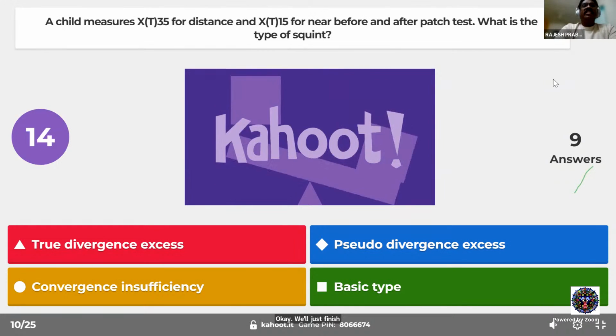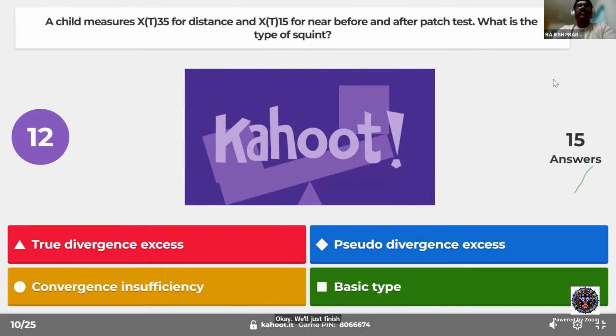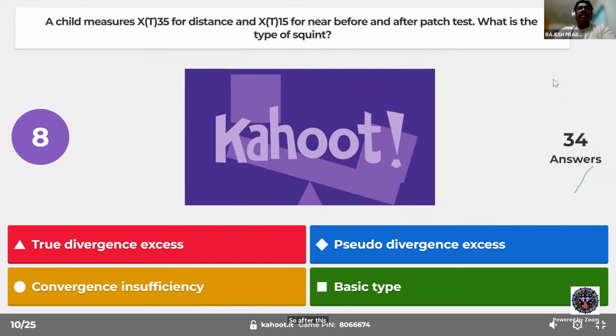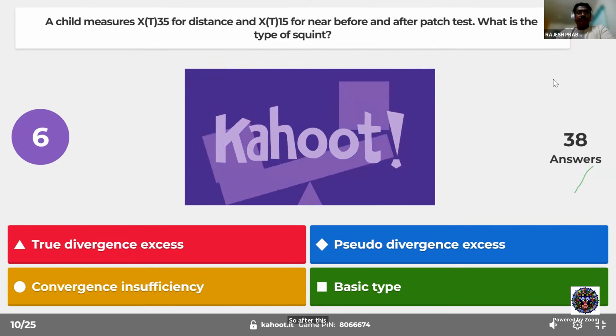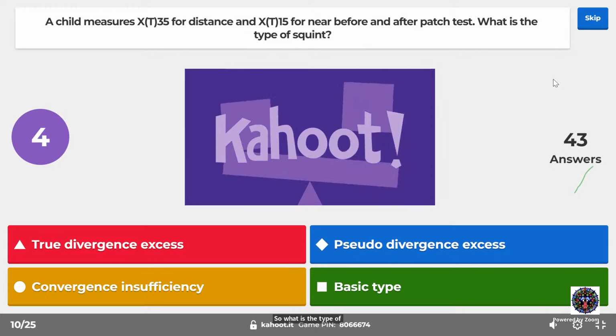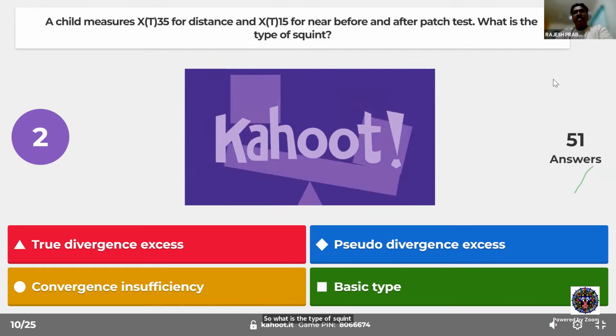A child measures exotropia of 35 for distance and 15 for near, before and after the patch test. So what is the type of squint? True divergence excess, pseudo divergence excess, convergence insufficiency, and basic.